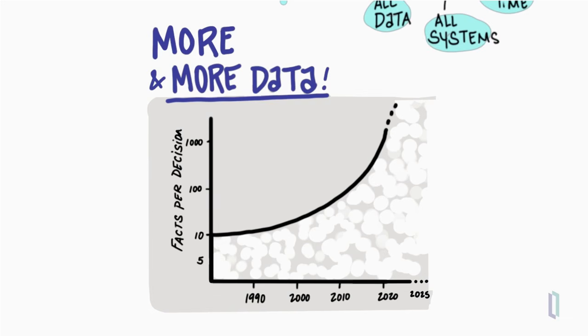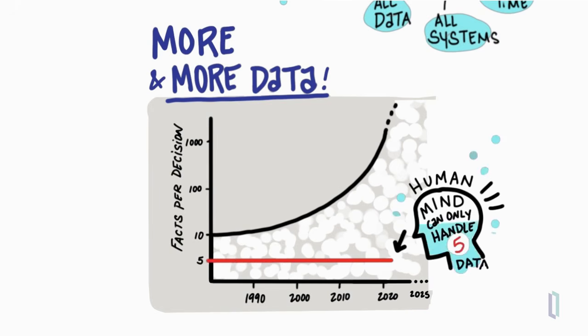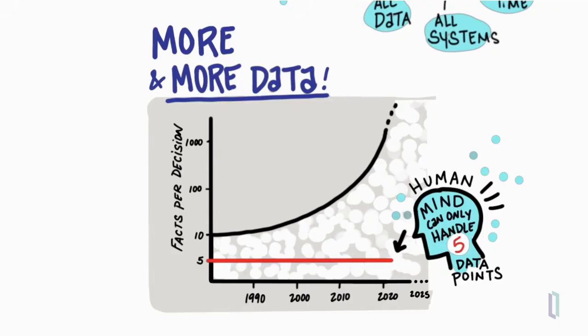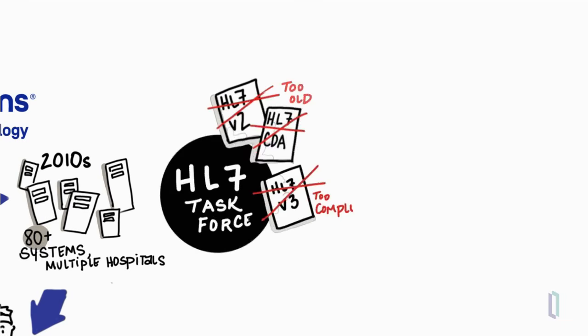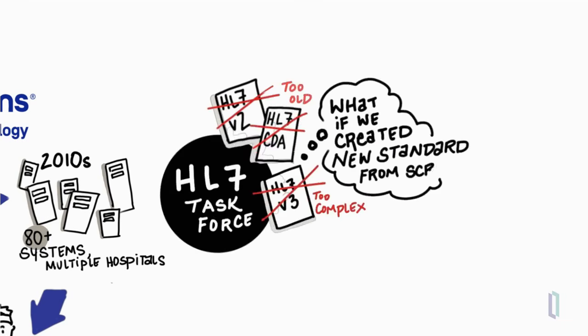But what hasn't changed is the number of facts that an individual can handle in making a decision in their head. And that is about 5. Maybe if you're really good, you can handle 8 or 9 facts. But that means you were behind in 1980, and like everyone else now, you're hopelessly behind. We can only solve that problem by making those facts about an individual's health and their health care computable.